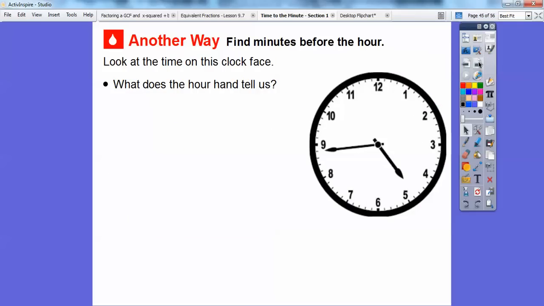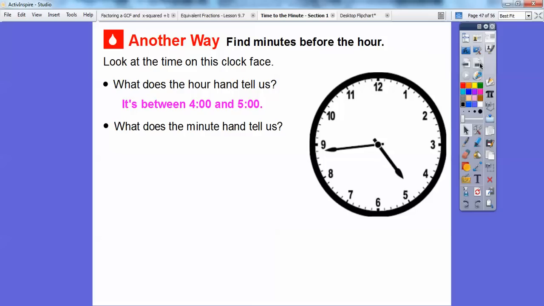Okay, now another way is to find the minutes before the hour. So look at this clock right here. Look at the time on the clock face. What does the hour hand tell us? Okay, the hour hand is not quite at 5. It's almost at 5, but it's not quite at 5. It's somewhere between 4 and 5. So it's either going to be a little bit before 5 o'clock, or it's going to be after 4 o'clock. So it's somewhere between 4 and 5 o'clock.